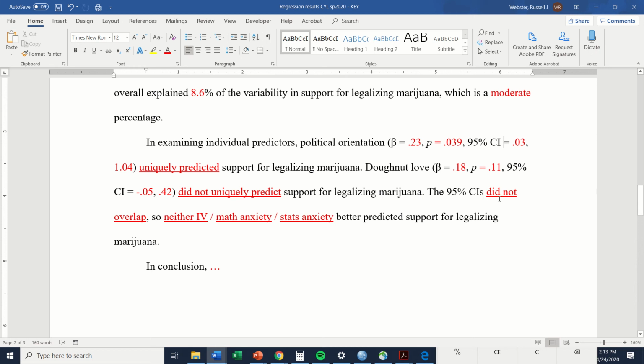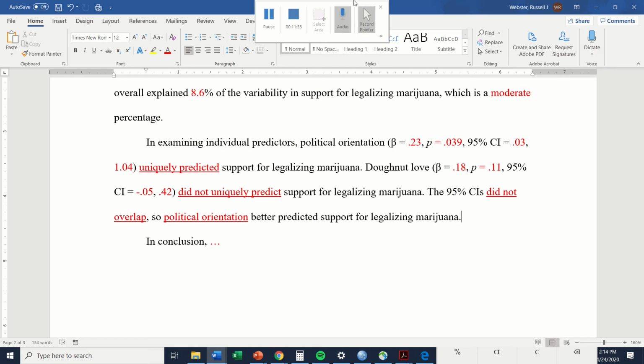So we would say the 95% confidence intervals did not overlap. Oh, I forgot to fix this. Effectively this should have said political orientation or doughnut love. My mistake. So the choices should be here: neither IV, political orientation, doughnut love. So here we would say that political orientation better predicted support for legalizing marijuana. Political orientation was a significant predictor, doughnut love was not, so political orientation better predicted support for legalizing marijuana. Political orientation was the only significant predictor in this case.